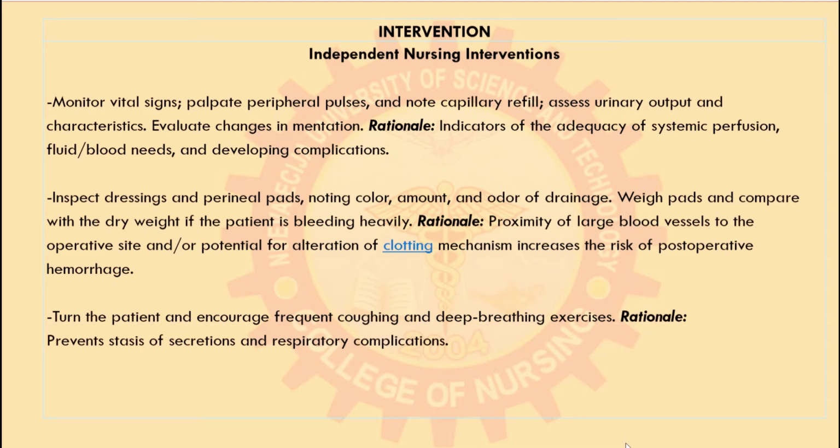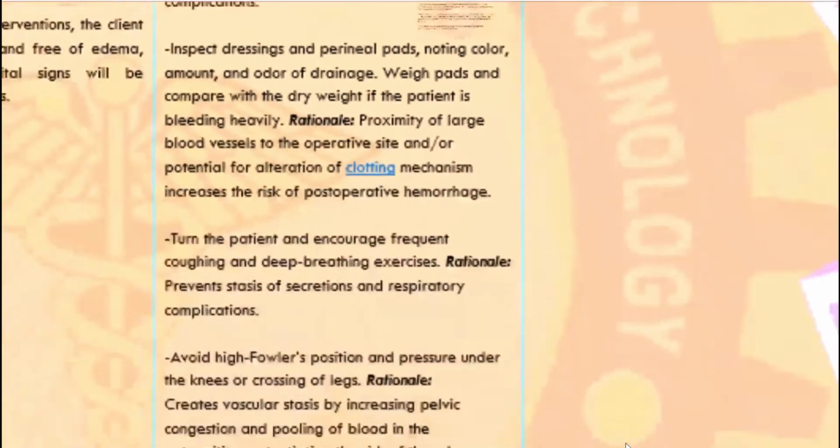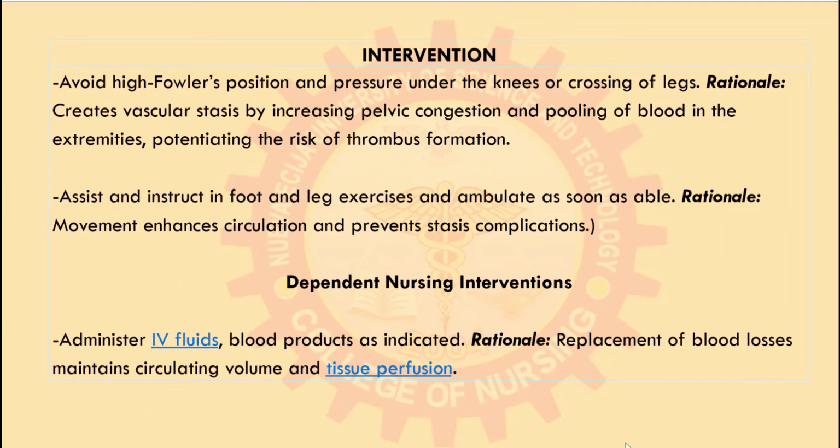Inspect dressings and perineal pads, noting color, amount, and odor of drainage. Weigh pads and compare with the dry weight if the patient is bleeding heavily. Proximity of large blood vessels to the operative site and or potential for alteration of clotting mechanisms increases the risk for postoperative hemorrhage. Turn the patient and encourage frequent coughing and deep breathing exercises. It prevents the stasis of secretions and respiratory complications.